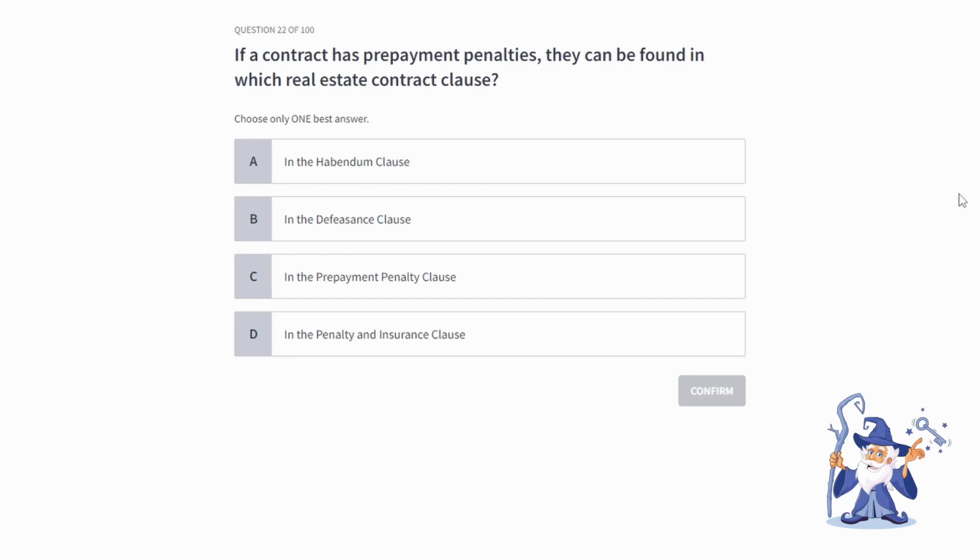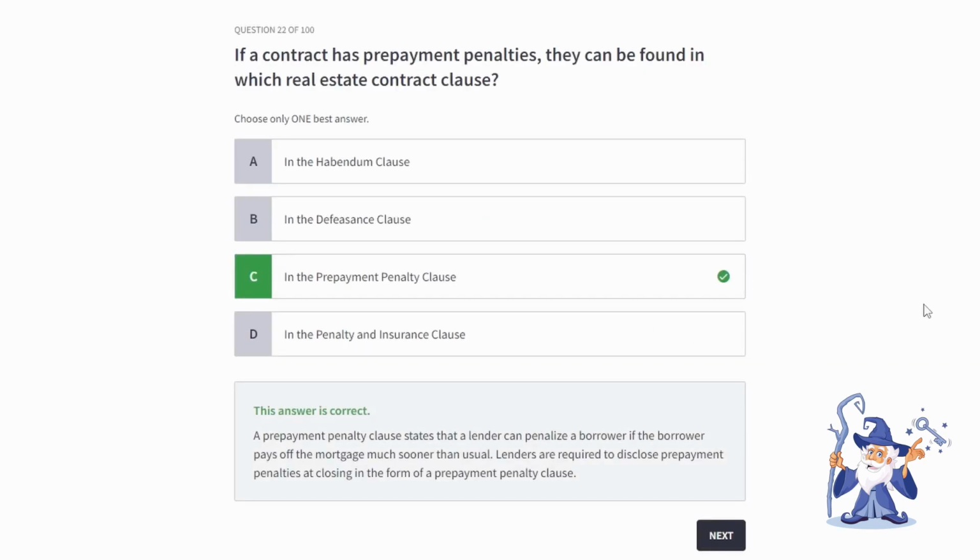Okay, so what is the correct answer for this one? Well, this is one of those don't overthink questions. Obviously, prepayment penalties are going to be in the prepayment penalty clause. C is your answer. So what does that clause state?